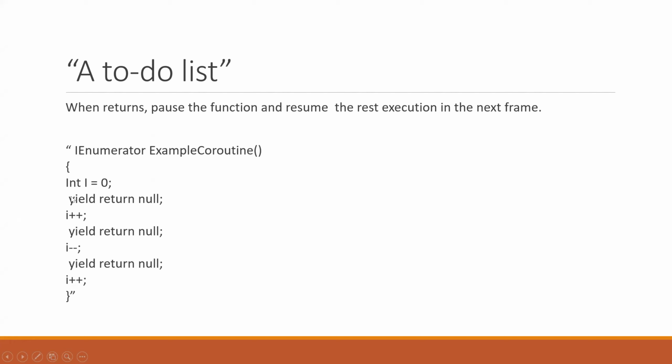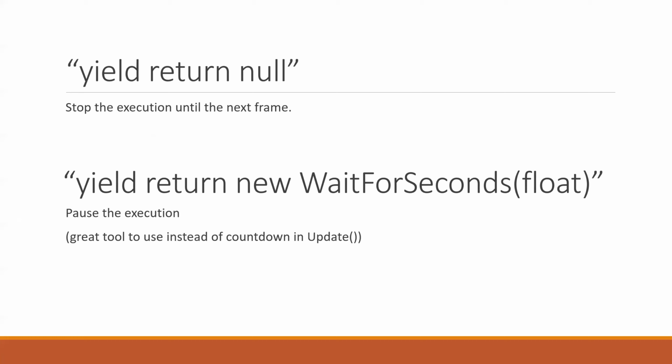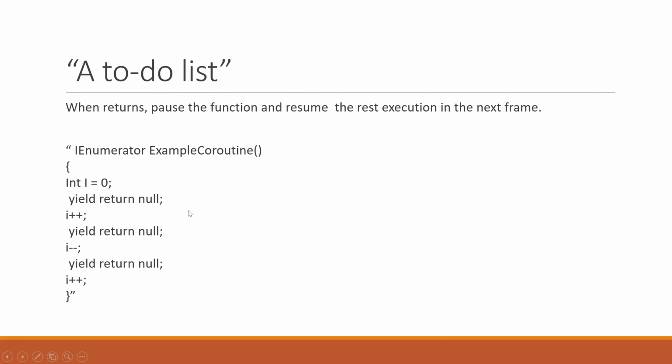As you can see, there is this yield return null. This is a very useful line of code to use in coroutine, which stops the execution until the next frame. There is also this yield return new WaitForSeconds. For example, if you want this NPC to wait there for like 5 seconds, you can insert 5 in here. So let's go back to this code. Let's say you want the coroutine to stop for 2 seconds after it increments i's value, you can just use WaitForSeconds instead of null in here.